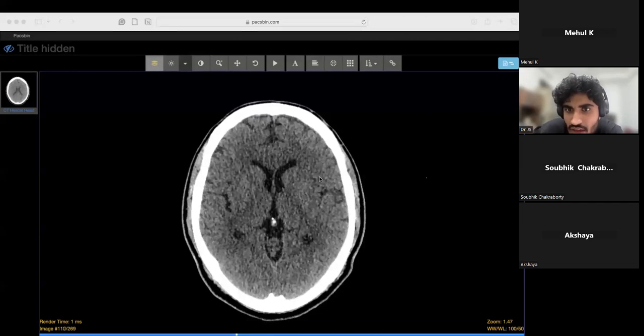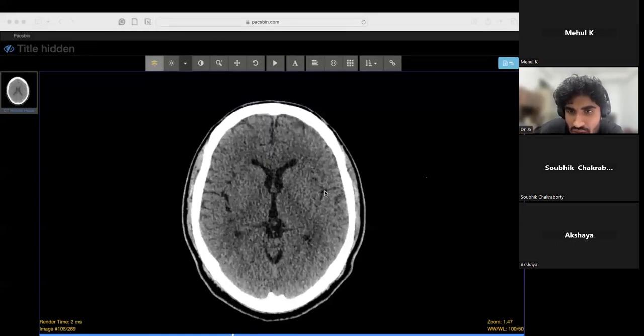Now you can see this is the front end, the anterior part. This is the posterior part. So here you can see something coming over here. This is the Sylvian fissure, bilateral, and you can see something filling in. That is the black colored one. It is filled with what? CSF, obviously.